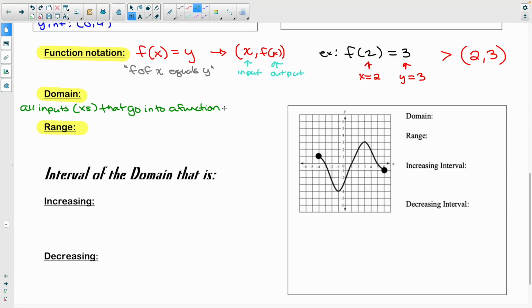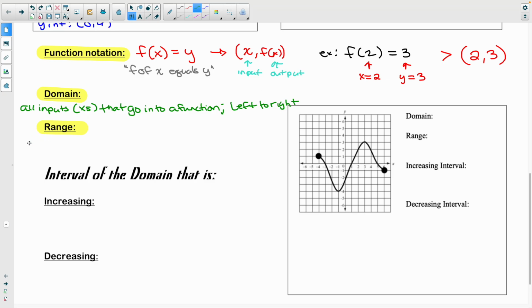This does not mean that every single x is allowed. It is specifically for the function that you are graphing or the function that you were given. You read the domain from left to right because you want to go from smallest to largest. The left side of the graph are the negative numbers and the right side of the graph are the positive numbers, and that makes it go from smallest to largest.